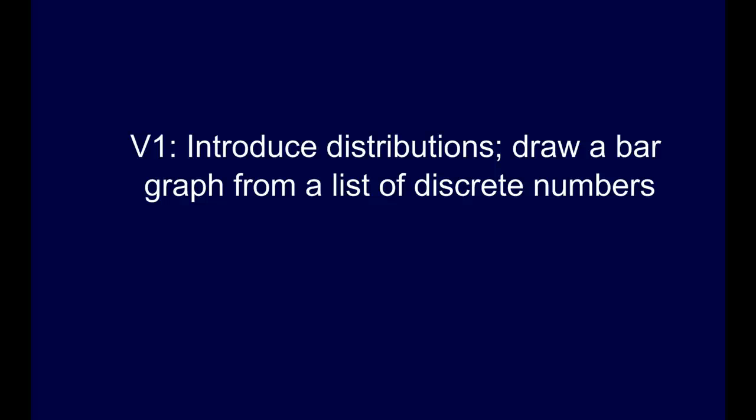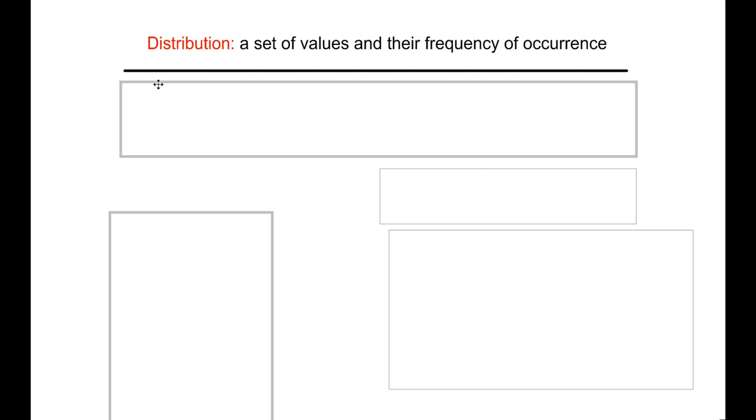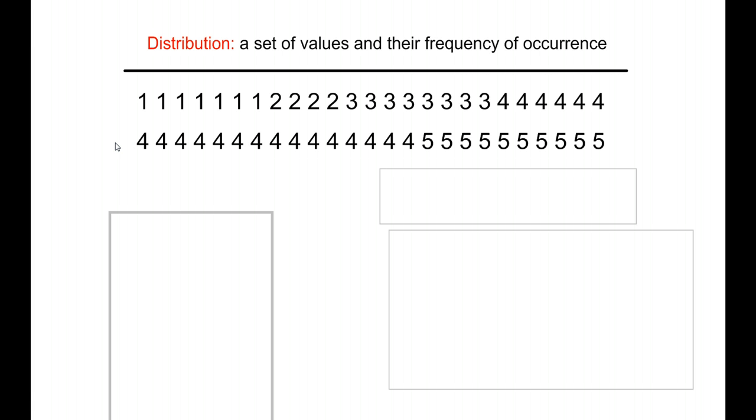We're going to take a look at distributions, what they mean, and then create a bar graph from discrete numbers. A distribution is a set of values and their frequency of occurrence. So really what we're talking about is just a bunch of numbers. Here we have a bunch of 1s, 2s, 3s, 4s, and 5s.